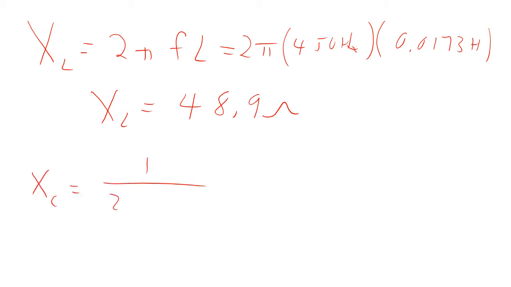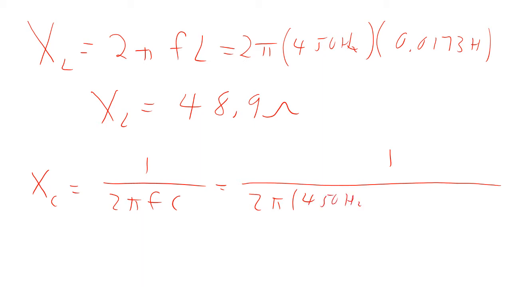So what about XC? That's 1 over 2 pi FC. So that's 1 divided by 2 pi times 450 hertz times C was 5.44 microfarads. So 5.44 times 10 to the minus 6 farads. And so XC comes out to be 65.0 ohms.